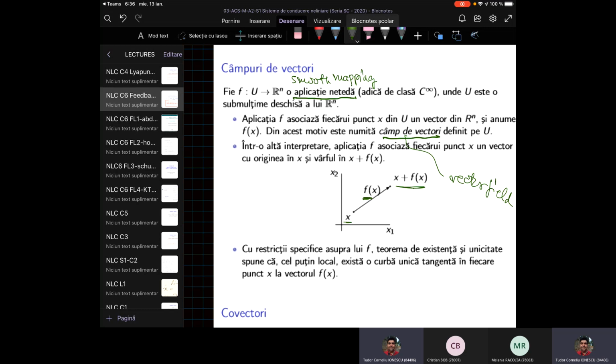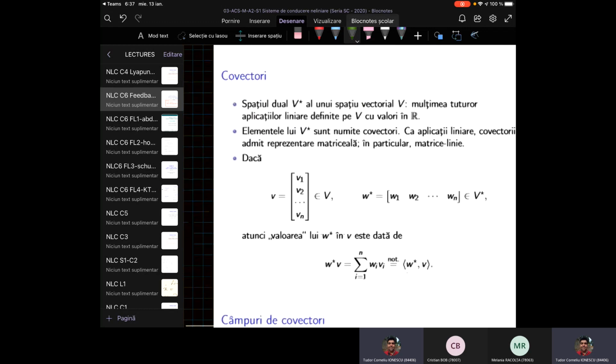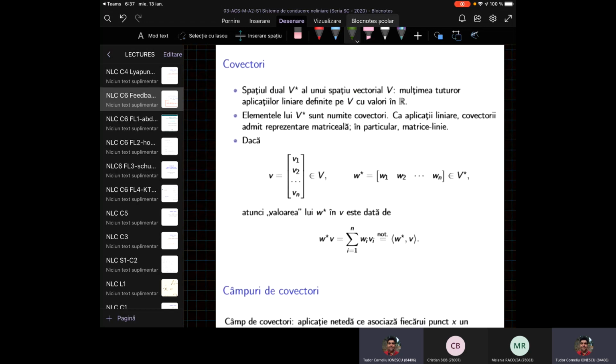So locally, for this vector field, since this is a derivative, this is tangent. This is tangent to some curve where x is evolving. So locally, in a neighborhood, you don't know what happens in the rest of it, but at least locally, there is a unique curve tangent to any point x of the vector field f of x. We are making some mathematical assumptions so we can define all the notions that we need.